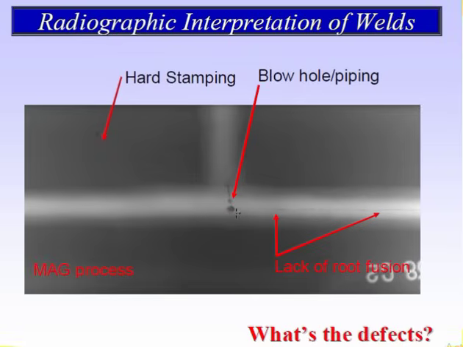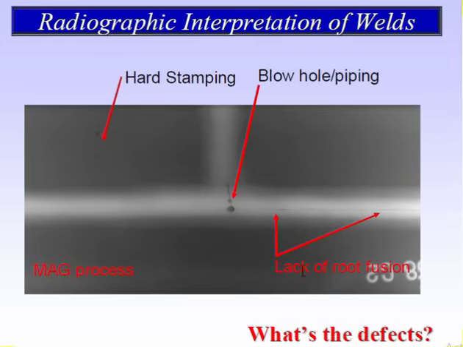Blowhole piping, you see the blowhole, this is the blowhole piping, how it looks like in the image. This is the blowhole. And the hard stamping, you see how it looks like. This is the hard stamping. Maybe you know very well that after welding is finished there should be an identification mark, which should be done by hard stamping. So you can see in the radiographic image a blowhole piping also.